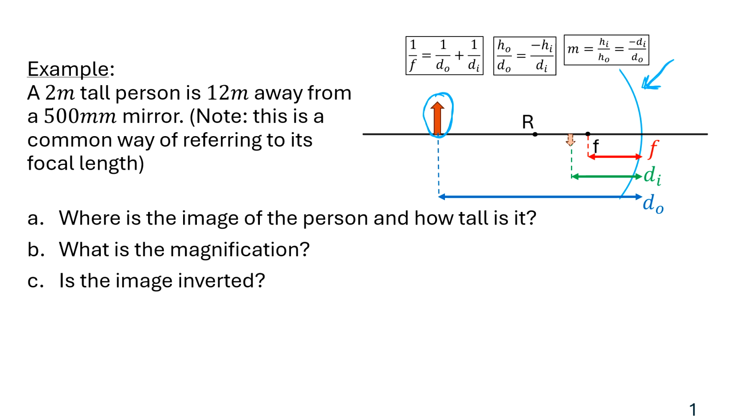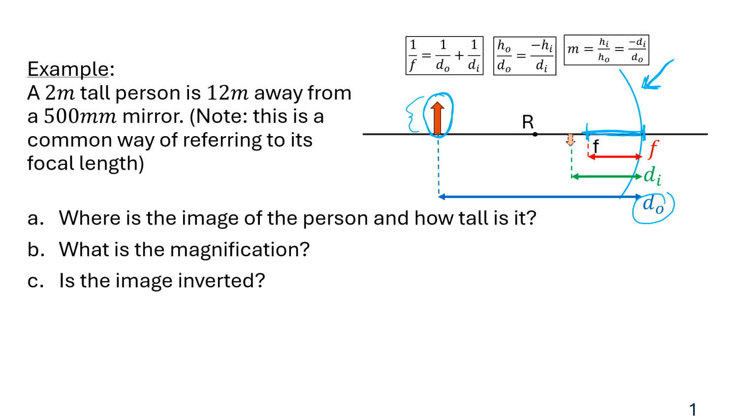And so let's get to reading here. A 2-meter tall person, right here, that's our object, is 12 meters away from a 500 millimeter mirror. That 500 millimeter mirror, that's really referring to the focal length. You may think that we're talking about the radius, but no, that 500 millimeters refers to the focal length of this concave mirror. Where is the image of the person and how tall is it? What is the magnification and is the image inverted?